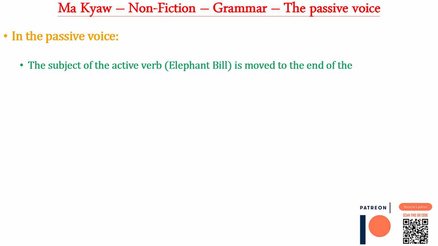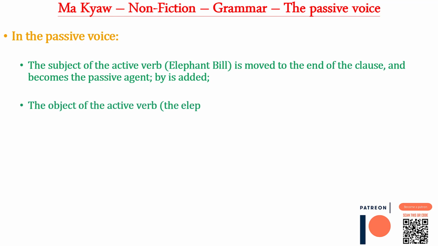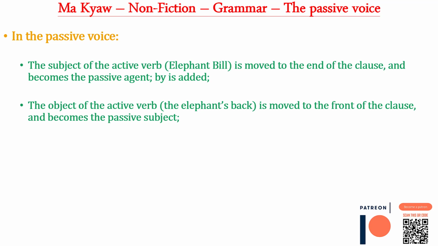So the first one is the subject of the active verb is moved to the end of the clause or sentence and becomes the passive agent, and we need to add the word by as well. The object of the active verb, which is the elephant's back, is moved to the front of the clause or the sentence and becomes the passive subject. The third one is a passive verb phrase replaces the active verb phrase. So instead of using the active verb phrase, we need to use a passive verb phrase.